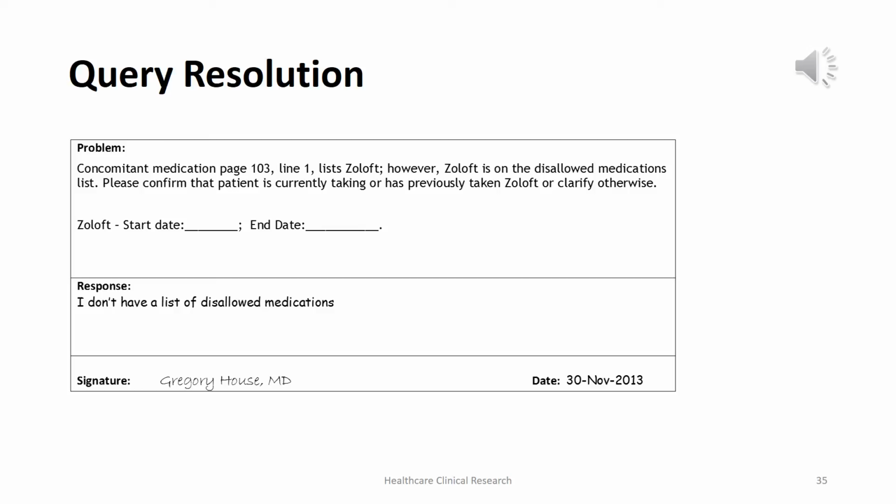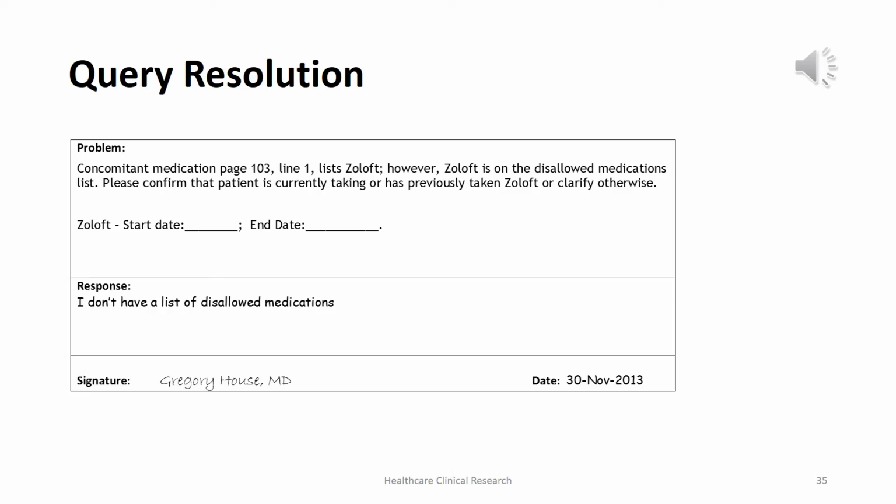So let's take a look at another example. In this example, we have concomitant medication page 103, line 1, lists Zoloft. However, Zoloft is on the disallowed medications list. Please confirm that patient is currently taking or has previously taken Zoloft or clarify otherwise. And we've even indicated down below that for the site to list the start and end date for Zoloft. So the site has responded back. Their response says, I don't have a list of disallowed medications. And they responded, the PI signed it, and they dated it.